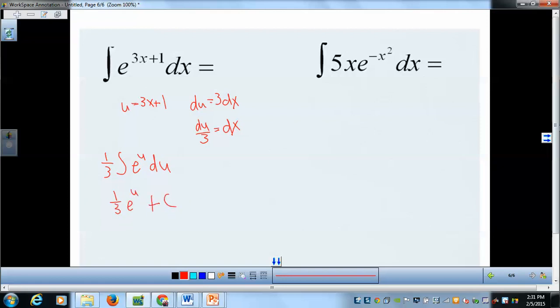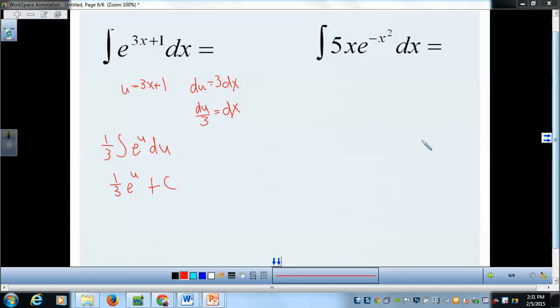Now, when we're doing an indefinite integral, and some of you got caught on this on your last test, we always want to go back to the terms of our original variable, which is x. So I do want to go back here and substitute for u and put in the 3x plus 1, and then I have the plus c right here. Okay, so let's look at the next one here.